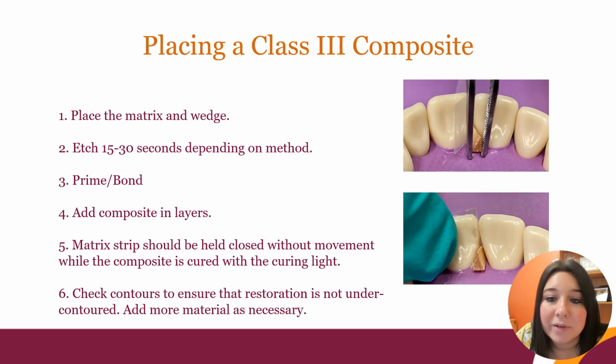Placing a Class 3 composite. Number 1, we're going to place the matrix and wedge. This is typically that clear mylar strip and a wooden wedge. Ensure you select the correct size wedge so that it is properly sealing off the tooth.